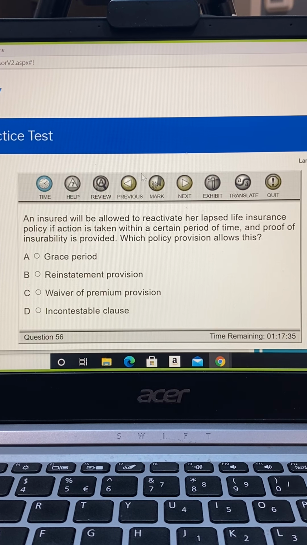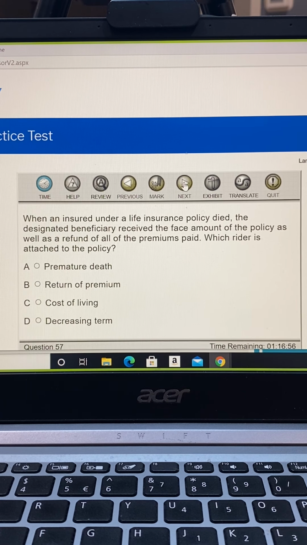An insured will be allowed to reactivate her lapsed policy if action is taken within a certain period of time and proof of insurability is provided. What policy provision allows for this? Grace period. No. Reinstatement. You see, she's reactivating her lapsed policy. A grace period gives you 30 days to pay the premium and keep it from lapsing. Right. I got you. Read the question correctly.